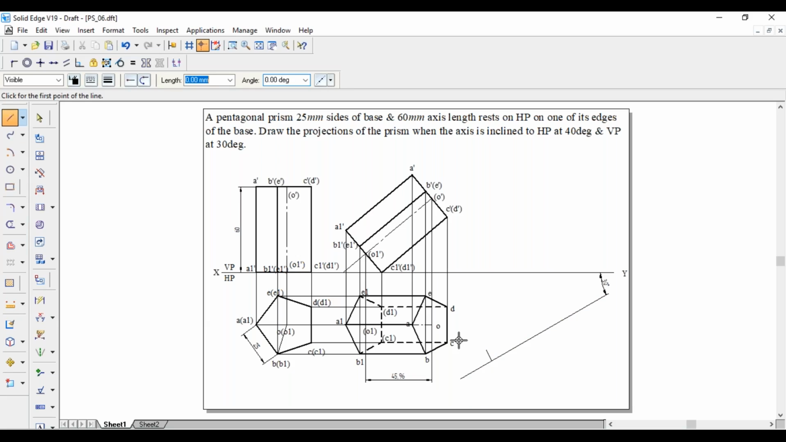Now from this intersection point, draw a horizontal line. Now once again, from the same center, draw another arc of this much radius, that is 45.96 mm radius.